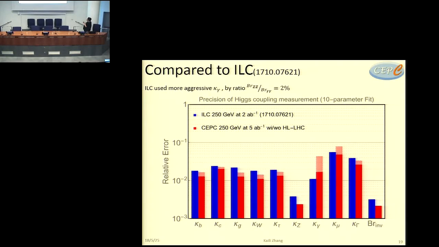But for kappa gamma, our result is a little bit worse than the ILC, since the ILC uses a more aggressive assumption for kappa gamma, and they assume that the ratio is 2%. So here there is a difference for kappa gamma.